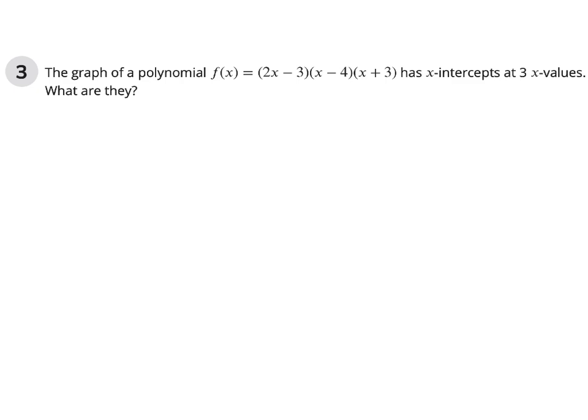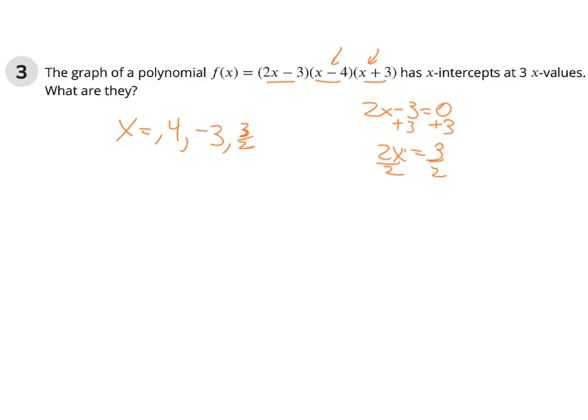Okay, this one has 3 factors, which means we get 3 roots, zeros, or x-intercepts. Change the signs on these two. So x is equal to 4, -3. And now for the next one, we got to do a little math. Said 2x minus 3 equal to 0. Add 3 to both sides. 2x is equal to 3. Divide by 2. Divide by 2. And we get 3/2 as our third intercept in no particular order.